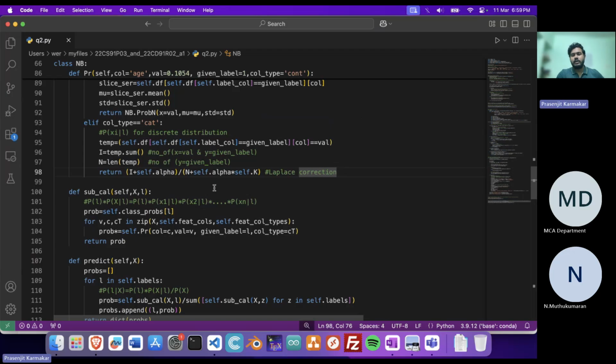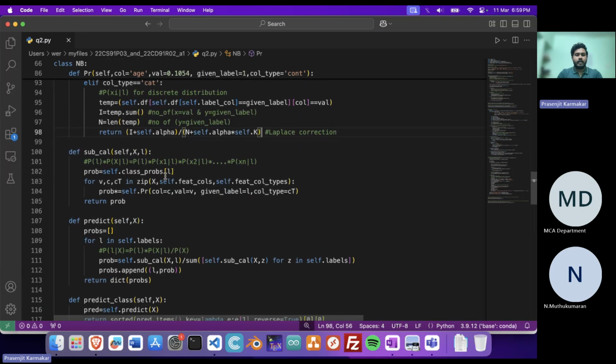Okay, we'll see in the slide we have content for this one also. What it basically does is it doesn't allow any 0 probabilities to occur. If a particular value doesn't exist for a categorical feature, it will not let the probability be 0. It will be 1 over some small value.